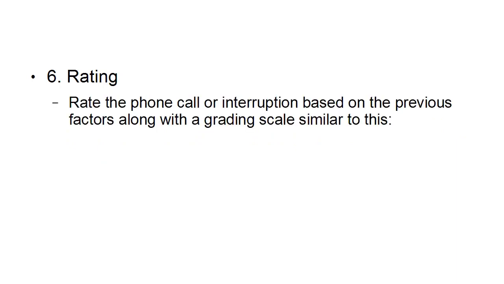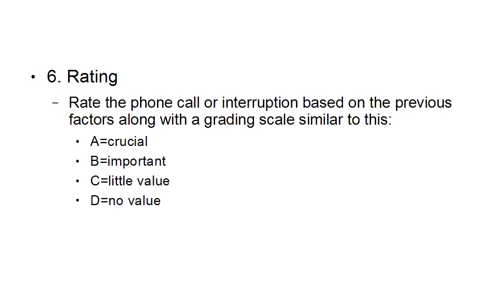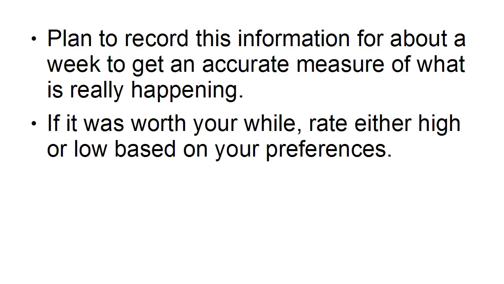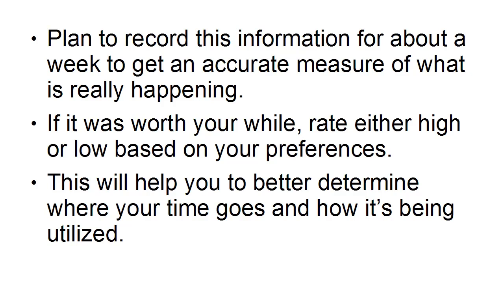In column 6, you're going to put a rating. And you want to rate the phone call or other interruption based on the previous factors along with a grading scale similar to this. So anything that was crucial gets an A rating, B is important, C is little value, D is no value. And plan to record this information for about a week or so to get an accurate measure of what's really happening. If it was worth your while, then rate either high or low based on your own preferences. And this will help you to better determine where your time goes and how it's being utilized.